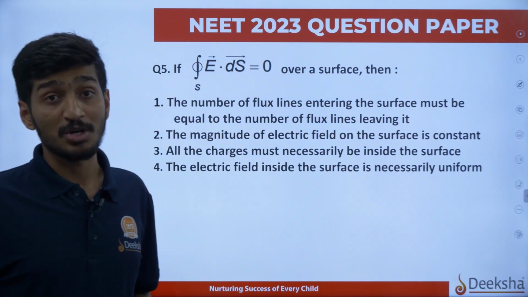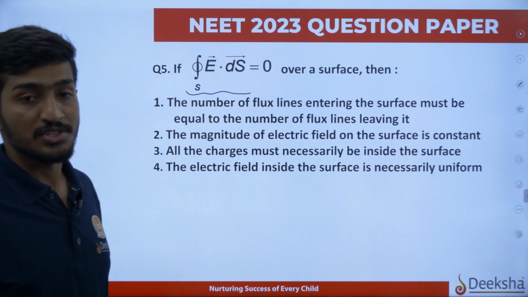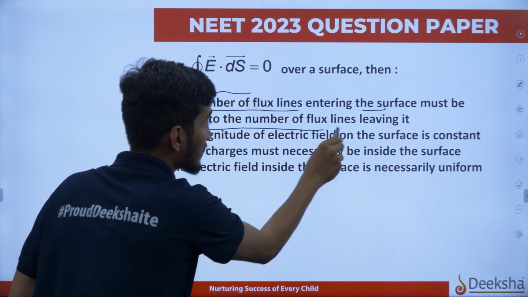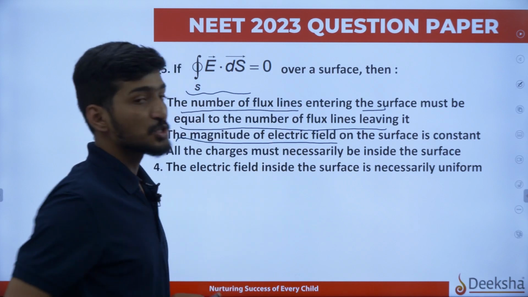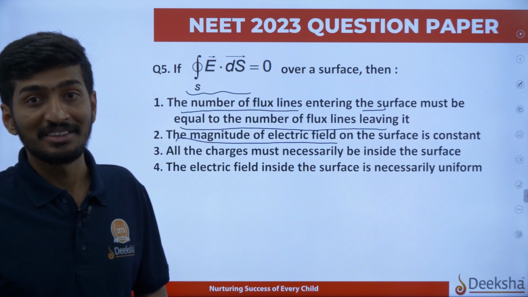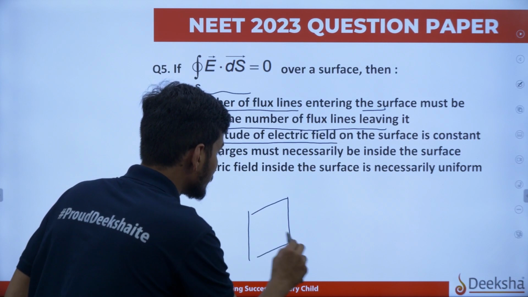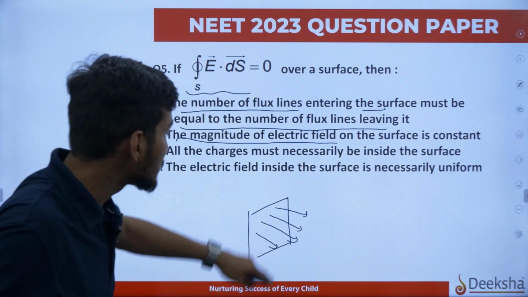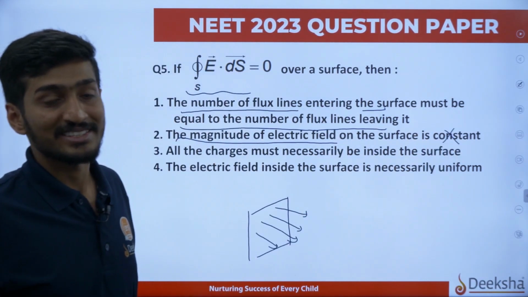Okay, a theoretical question from Gauss's law. The question says integration over a surface of E dot ds is 0. First option says the number of flux lines entering the surface must be equal to the number of flux lines leaving it. Sounds okay. Next, magnitude of electric field on the surface is constant. There are a lot of surfaces which have constant electric field. Okay, that doesn't mean that flux passing through them is 0. You can have a surface like this with electric field coming out of it at constant rate and the flux still wouldn't be 0. So, you know, this sounds a little shady. I don't want to risk it here.